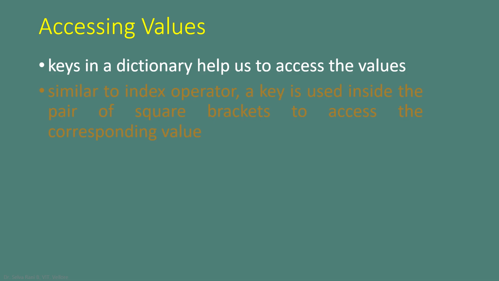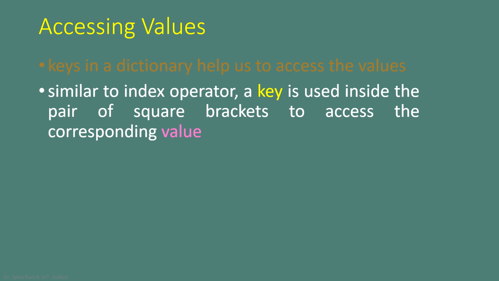Let's first see how to access the values from a dictionary. We have keys. We don't have index or positions in dictionaries. The keys in the dictionary help us to access the values. Similar to the index operator, the key is used inside a pair of square brackets to access the corresponding value. So to access a particular value from the dictionary, we need to provide the correct key.